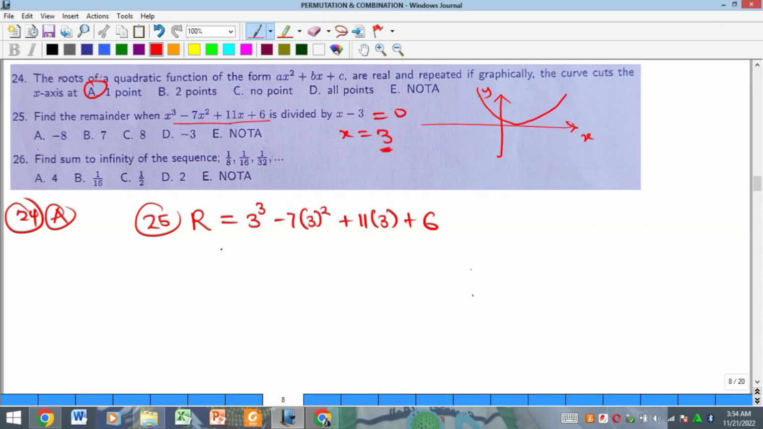And that's going to give me 27. The 3 squared is 9, times 7. 9 times 7 is also equal to 63. Then this is going to give us 33 and then plus 6. So if we add everything here, this is going to give us minus 30 plus 33 is 3, plus 6... is equal to 3. And there is no option like that, and so this is option E, that's none of the above.